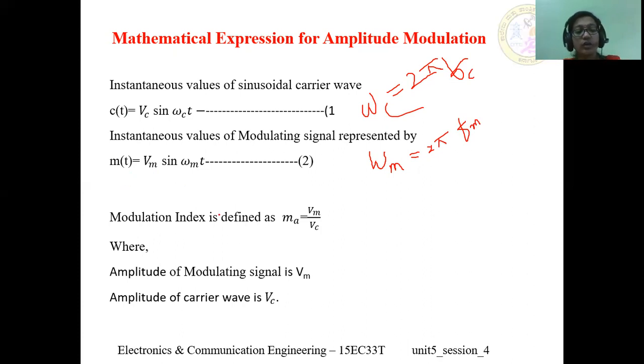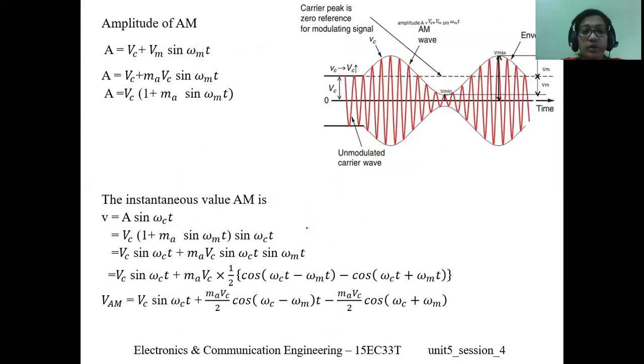So here these are the instantaneous values we are going to represent. Modulation index is another term, using which we can determine the percentage of modulation. The modulation index we can define as the ratio of the amplitude of the modulating voltage, or message signal, to the amplitude of the carrier wave. So using these basic terms, we can determine the amplitude modulation envelope of the voltage of the AM signal.